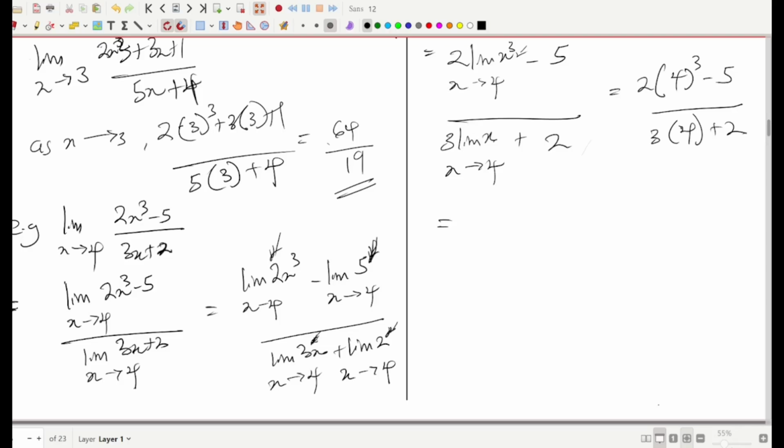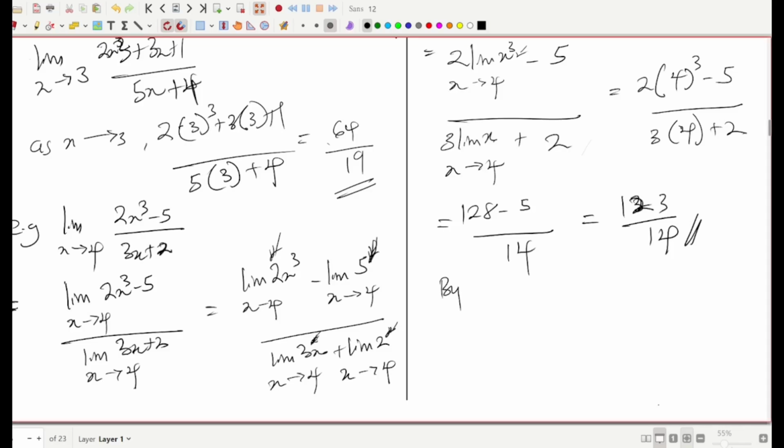Then what do we get? 4 raised to the power 3 is 64. 64 times 2, 128 minus 5 divided by 3 times 4 is 12 plus 2, 14. End up with 123 divided by 14. As I said, we can also do direct substitution. So by direct substitution, without applying the limit laws.